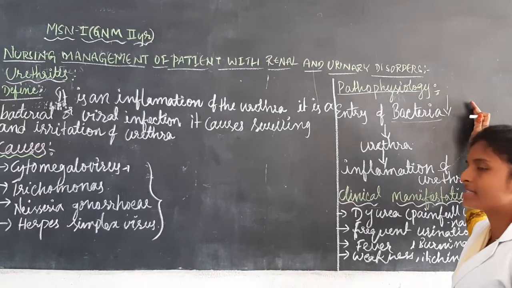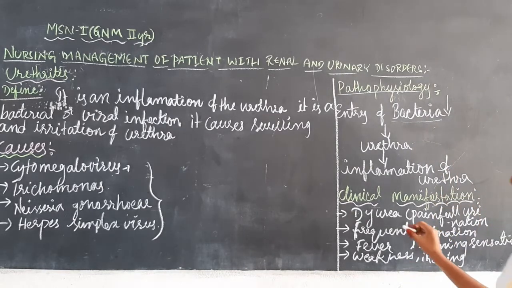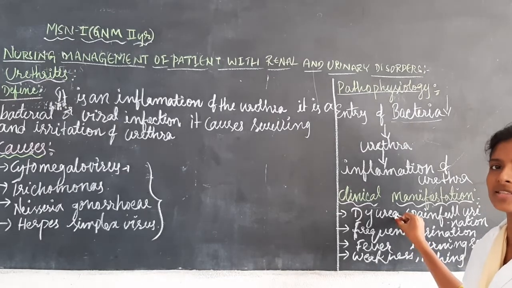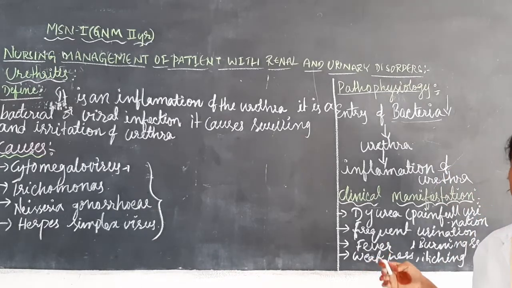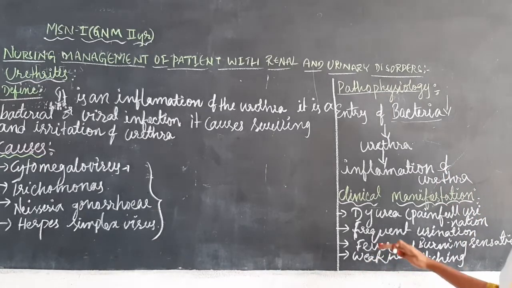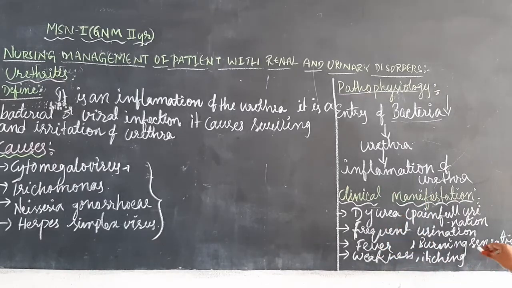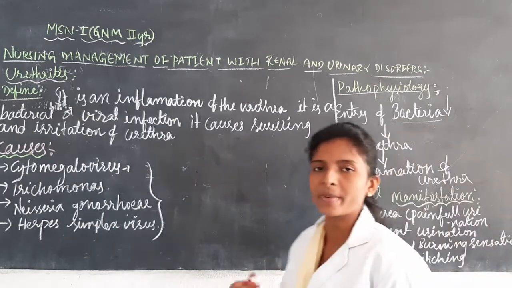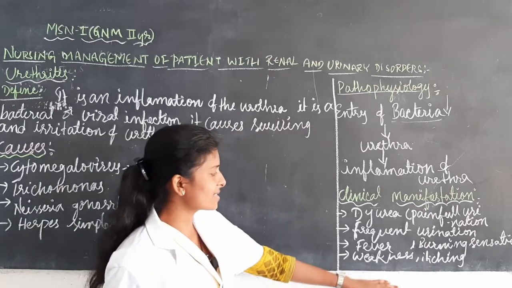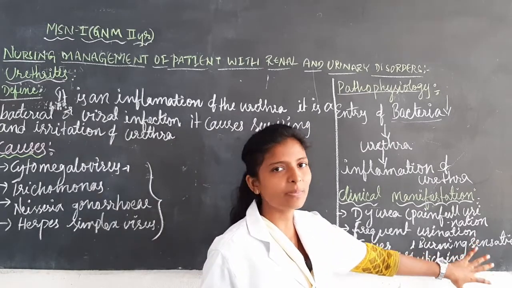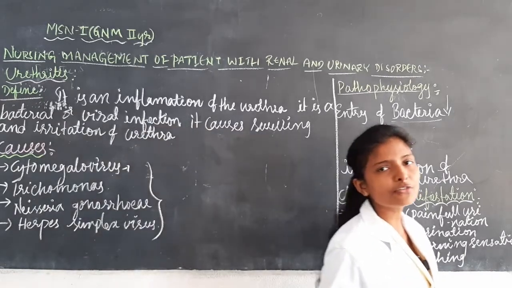Next we will see the clinical manifestations of urethritis. The patient may have dysuria. Dysuria means painful urination. Next, frequent urination may also be present. Due to the infection there is a chance of fever, and a burning sensation. Whenever the patient passes urine, the patient may get a burning sensation, and also itching, swelling, and weakness. So these are the clinical manifestations of urethritis.